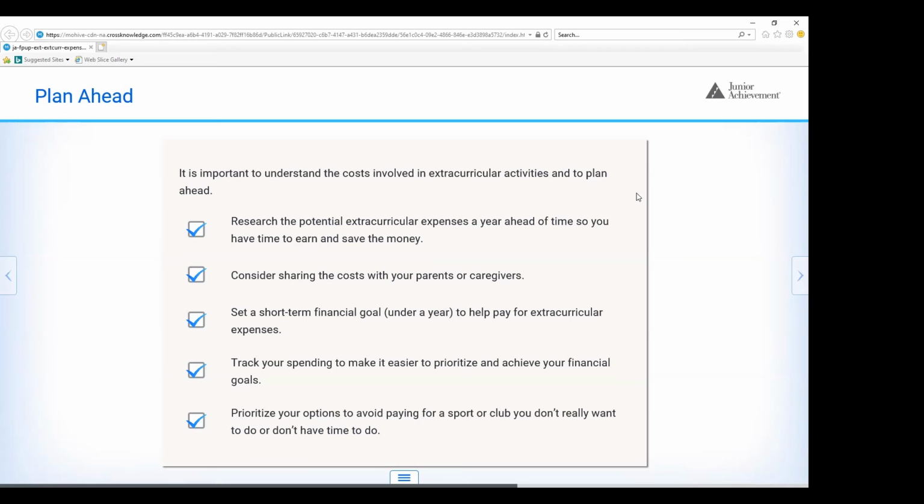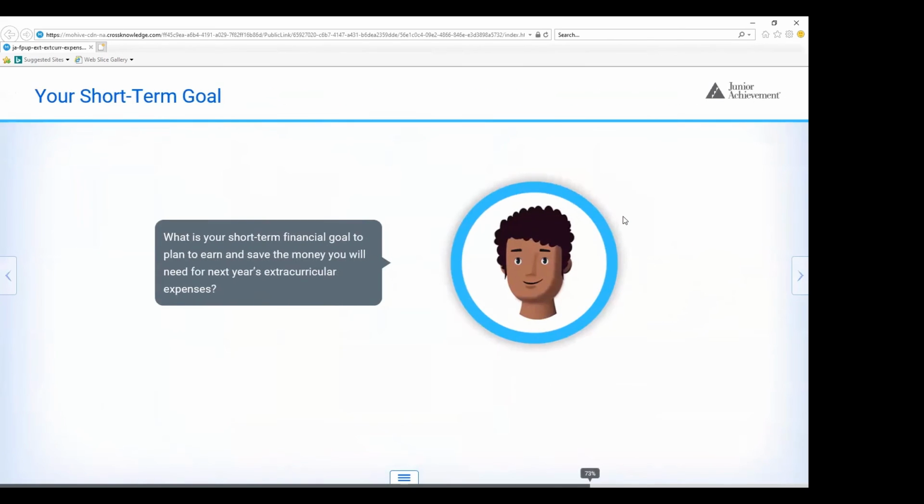And prioritize your options to avoid paying for a sport or club you don't really want to do or don't have time for. So don't bite off more than you can chew. You don't want to sign up for a bunch of different clubs and pay all this money into them and then not actually have time to be able to participate in them. So what is your short-term financial goal to plan to earn and save money you will need for next year's extracurricular expenses?